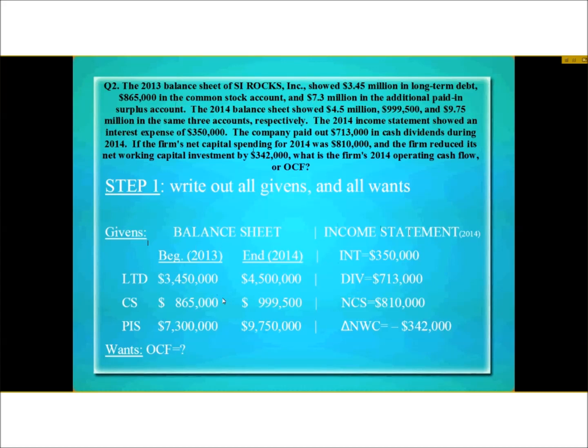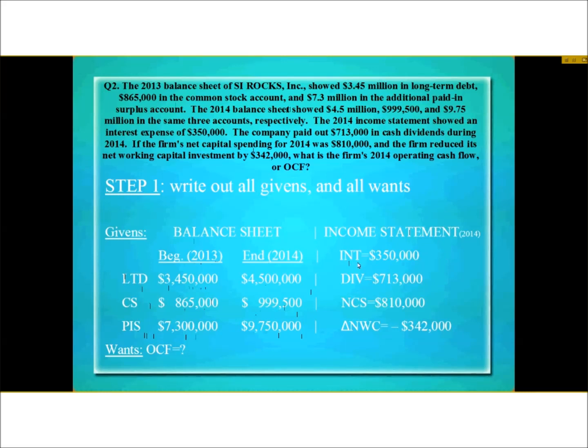Reading through the question again, we can pull out all the essential variables that our givens are and put them in a nice little table here. Beginning in 2013, we have long-term debt $3,450,000, common stock $865,000, paid-in surplus $7,300,000. In the ending year, still on the balance sheet, $4,500,000, $999,500, and $9,750,000. Okay? And then the other numbers go on the income statement.